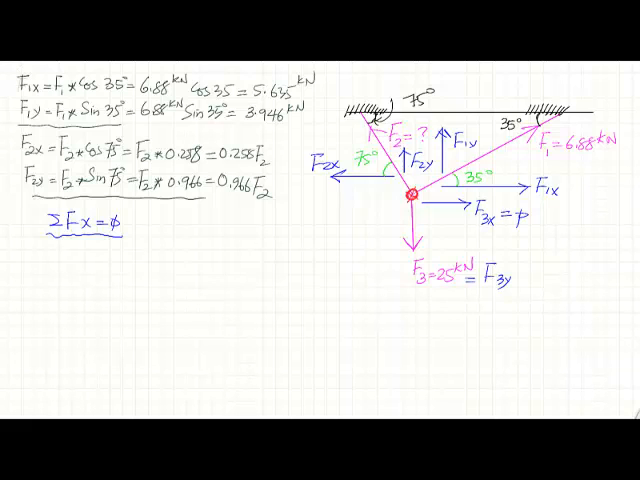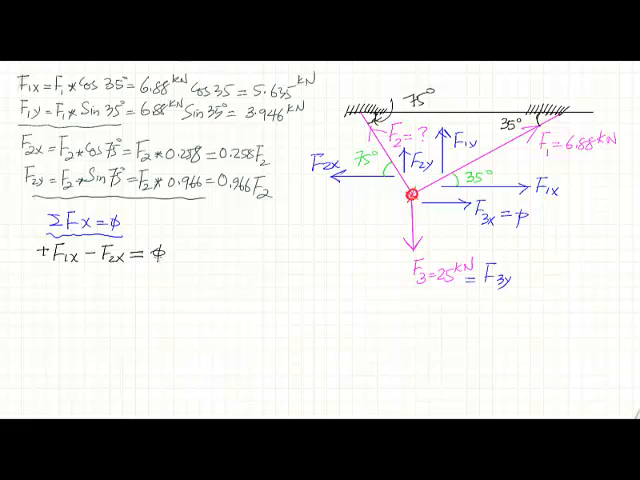So we have f1x going towards east, so it is plus f1x, and f2x going towards west, minus f2x, and f3x is already 0, so we don't even need to write that down, so it's equal to 0. So this is our equation.